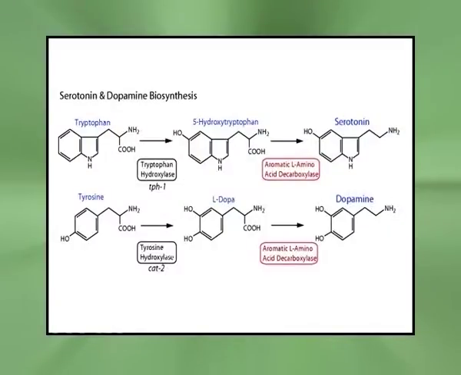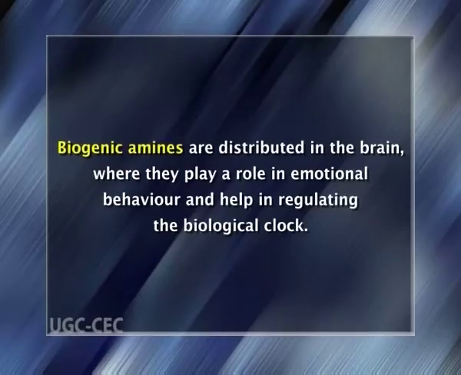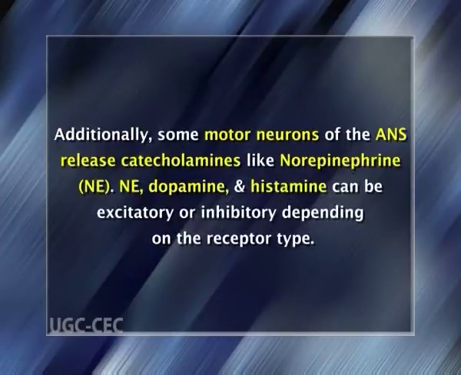Serotonin is synthesized from tryptophan. Histamine is synthesized from the amino acid histidine. Biogenic amines are distributed in the brain, where they play a role in emotional behavior and help in regulating the biological clock. Additionally, some motor neurons of the autonomous nervous system release catecholamines like norepinephrine. Norepinephrine, dopamine, and histamine can be excitatory or inhibitory depending on the receptor type.